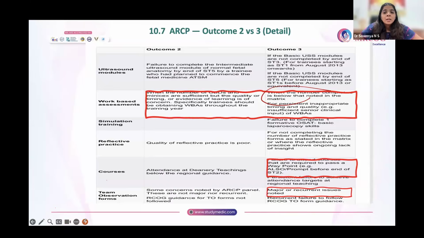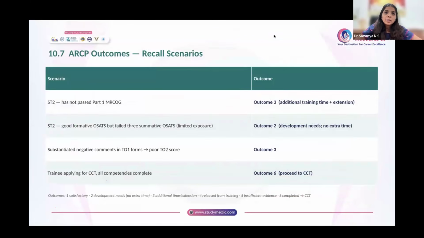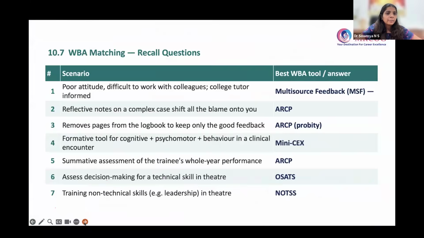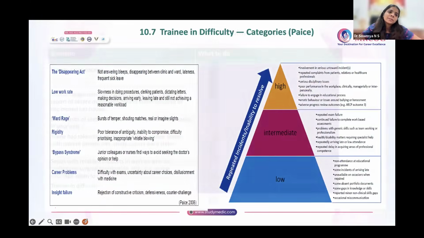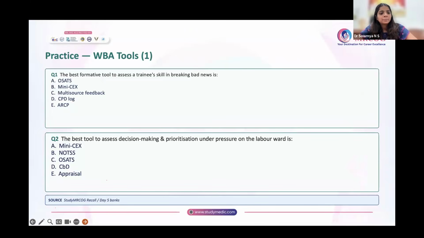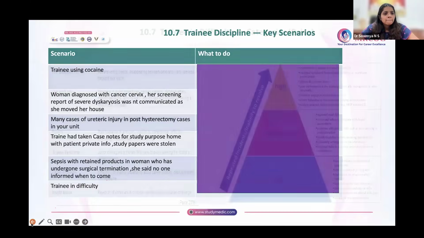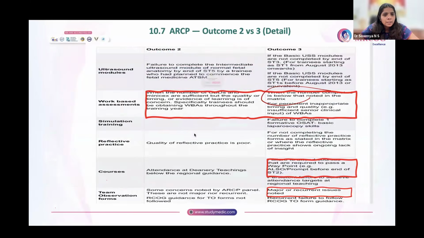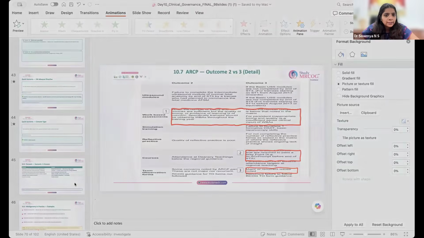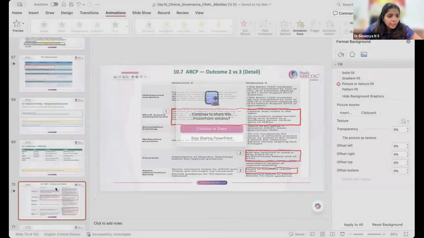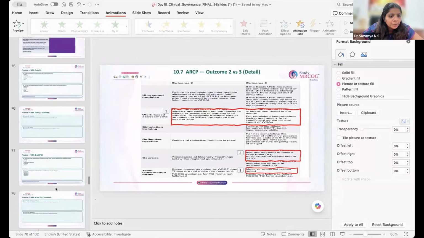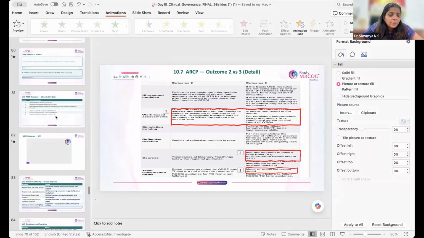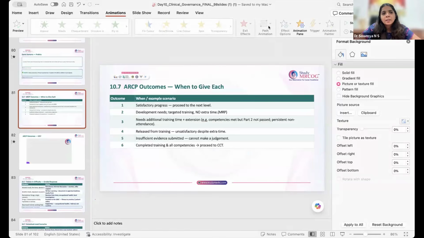Okay. This is what I think I had a video. I'm just looking into it. Probably that is missed. Okay, fine. Just a minute. Let me see where that slide of my ARCP is. Okay, it's here. I'll go back.